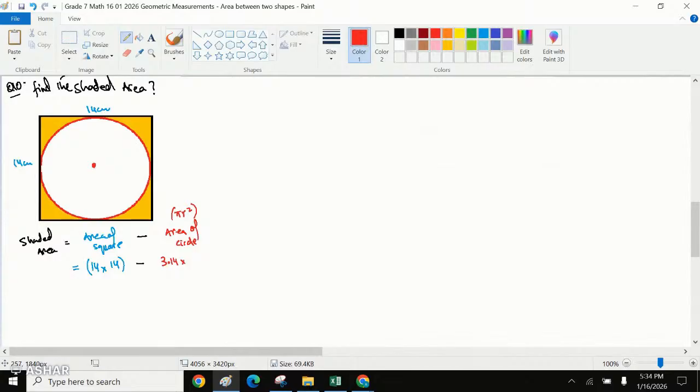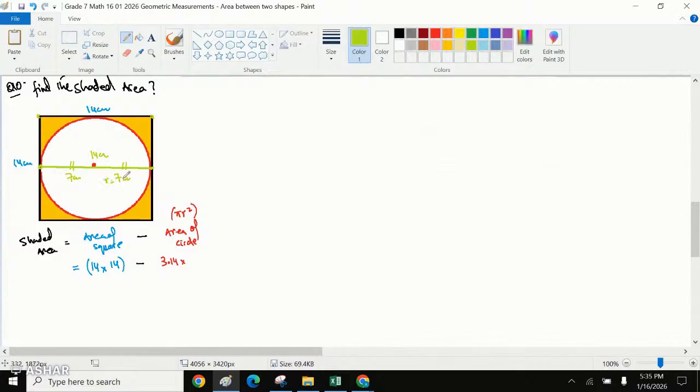So can we say that this is also a diameter? This would also be 14. The total length would be 14, right? Because this is from this point to this point, similar to this point to this point. And it can be broken down into 7 centimeter and 7 centimeter.